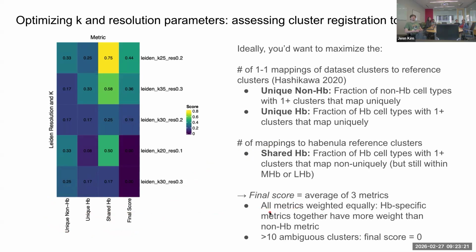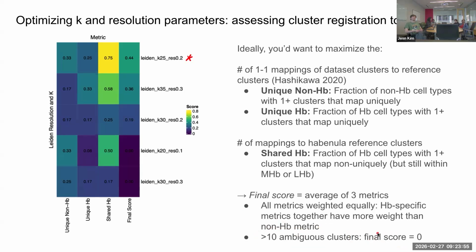So in this case, all of the measures are weighted equally, with the habenula-specific metrics together having more weight than this non-habenula metric. And we considered any K-resolution combinations that give you more than 10 ambiguous clusters as having a final score of 0. So ambiguous meaning poor cluster registration values or mapping to multiple different cell types.